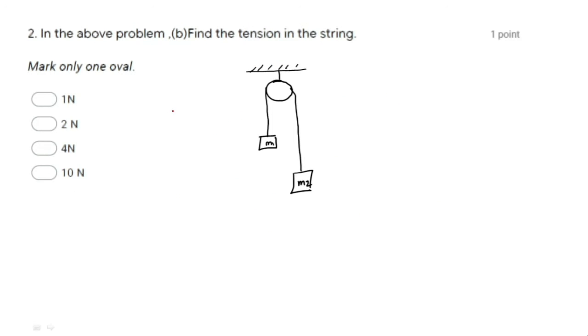Now look at the second question here. In the above problem, find the tension in the string. The same problem, we have to calculate the tension. As we already know in this Atwood machine, let's see which forces are acting on M2. On M2, the force acting downward is M2g, the weight of M2. The same way, tension will be acting upward. This is a tension at this point, and here also there will be the same tension, and once again tension will be acting upward for M1. And on M1, one more force is acting vertically downward, that is equal to M1g.